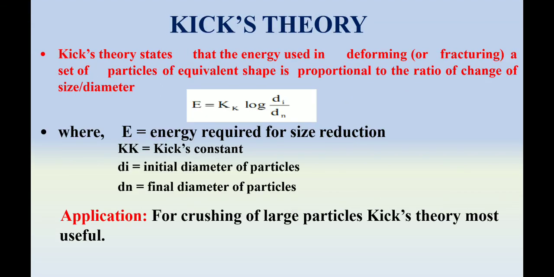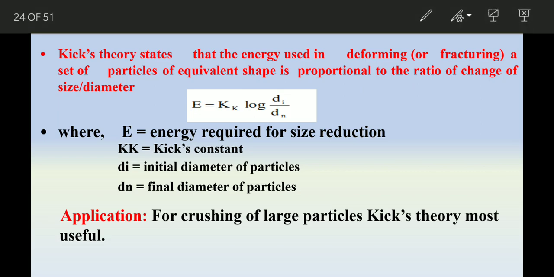Then Kick's theory. Kick's theory states that the energy used in deforming or fracturing a set of particles of equivalent shape is proportional to the ratio of the change of the size and diameter. The equation is E equals Kk log (di upon dn). E is the energy required for size reduction, Kk is Kick's constant, di is the initial diameter of a particle, and dn is the final diameter of a particle. Where can we use Kick's theory? For crushing of large particles, Kick's theory must be used.